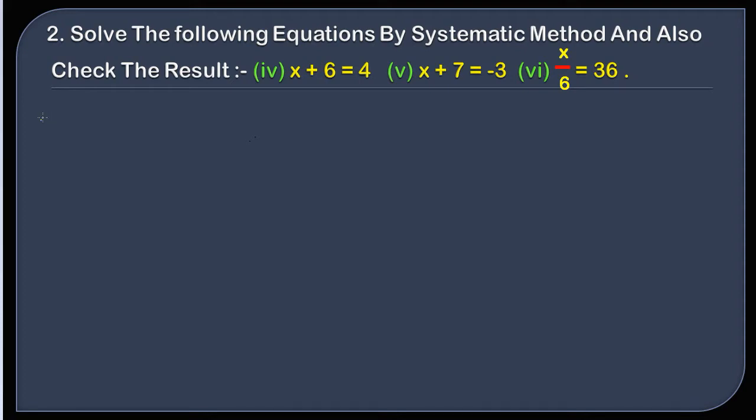Fourth part is x plus 6 is equal to 4. Fifth part, x plus 7 is equal to minus 3. And sixth part, x divided by 6 is equal to 36. So, we are going to solve the first part, that is the fourth. We get x plus 6 is equal to 4.